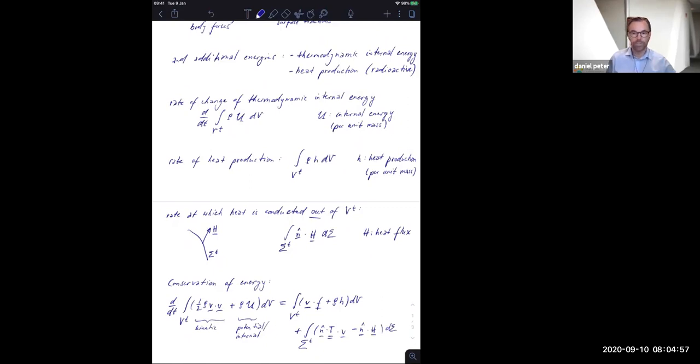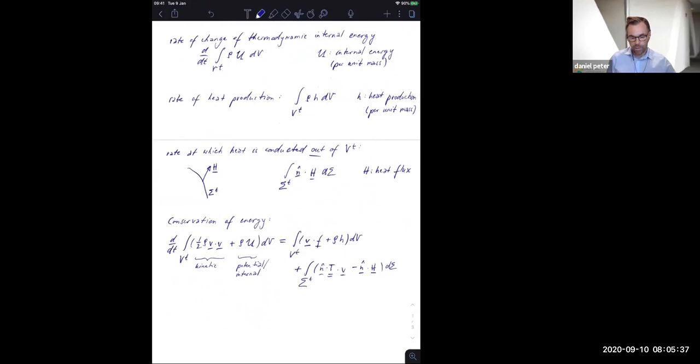Okay. So that's basically our equation for the conservation of energy. So the rate of change of energy. On the left-hand side, you see kinetic and internal energy. The rate at which it changes is equal to the rate at which mechanical energy is added to the system, plus the heat production, minus the heat flux, which is transporting heat out of the system. That's basically our energy balance that we have. Good.